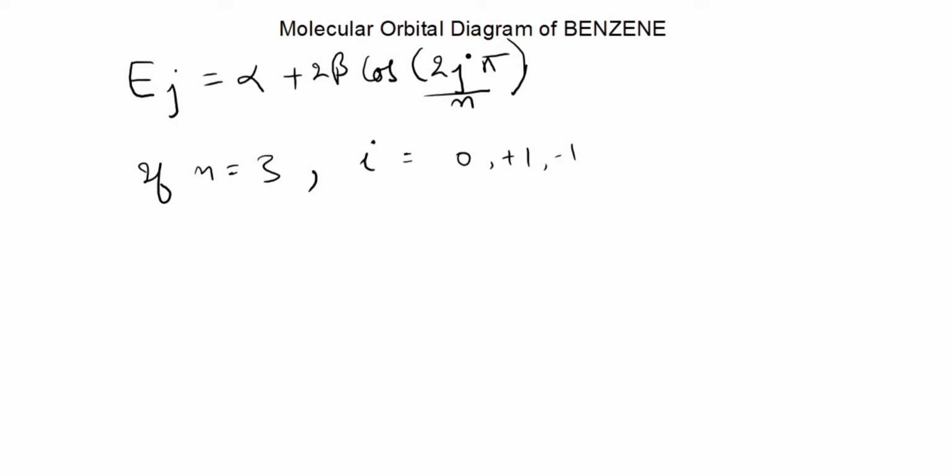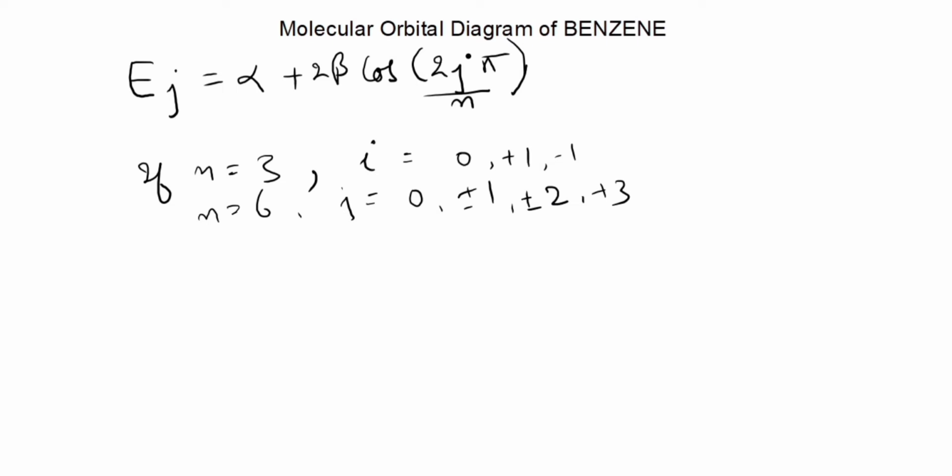And if n is equal to 6, the values of j will be 0, plus minus 1, plus minus 2, and plus 3. So in this way we'll get the values of j with respect to n.